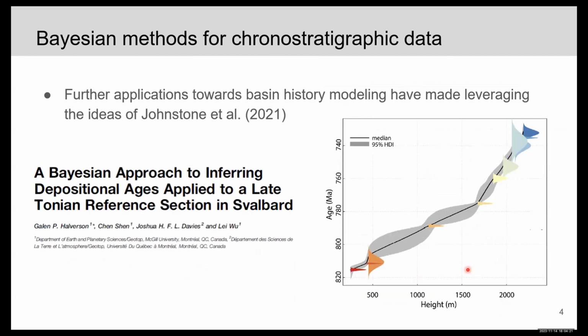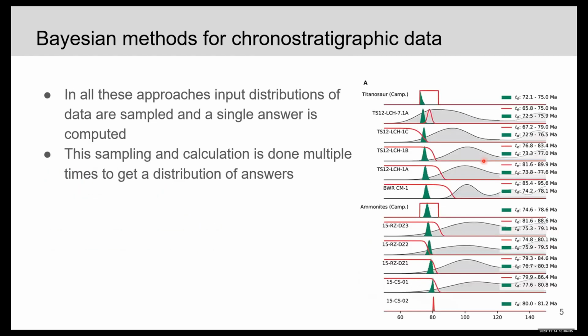Other people have taken Sam's work, like Galen Harrison at McGill, who has been doing some really interesting basin modeling using this in very old rocks, trying to look at different possibilities of sedimentation rates in a basin. And all these Bayesian models work off the same principles. When we have a stratigraphic column, we know the stratigraphic order of these things.